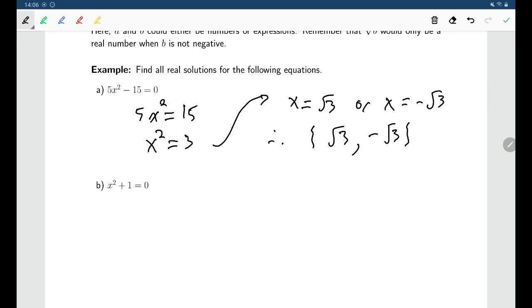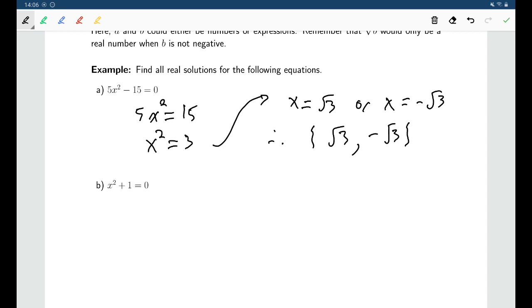The reason why I'm using this approach to solve here is if we tried to factor, 5x squared minus 15 doesn't really factor apart from being able to take out a common factor of 5. What's left over is not a nice difference of squares or anything nice that factors out. So this is the approach that we take instead.